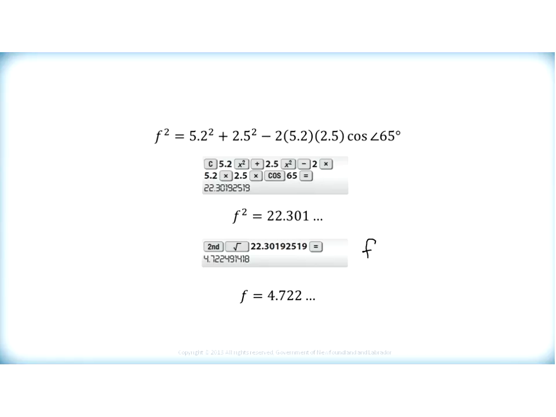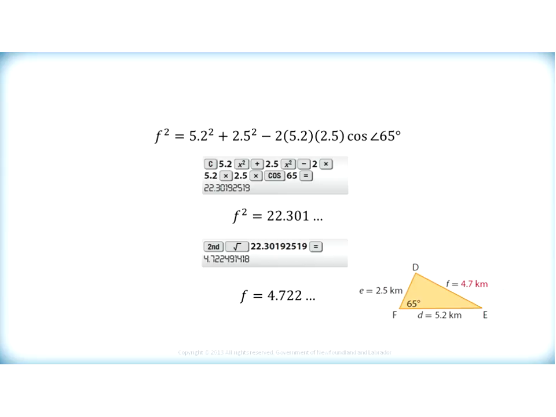We got f is equal to the square root of 22.301, which works out to giving me this answer in the end. So I just put my value back into my original problem. So the tunnel has a length of about 4.7 kilometers is what we've discovered.